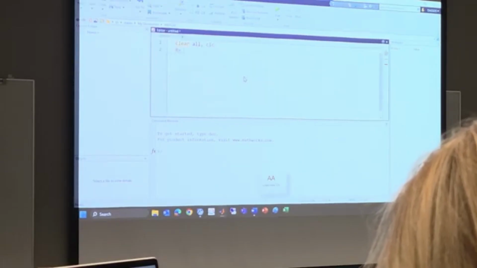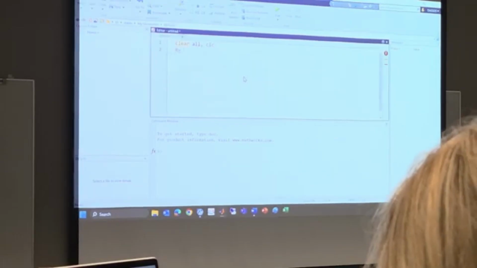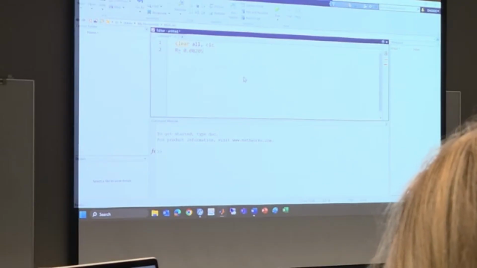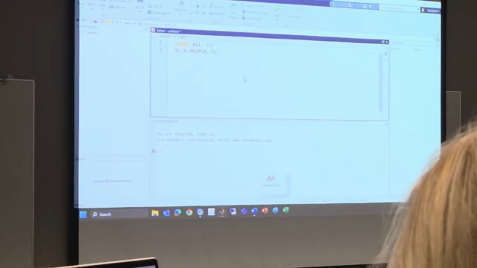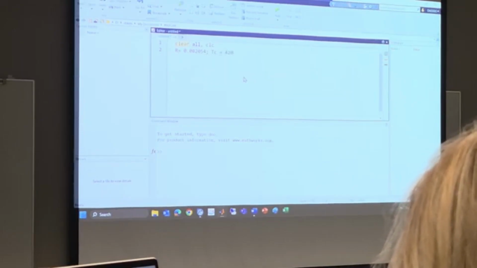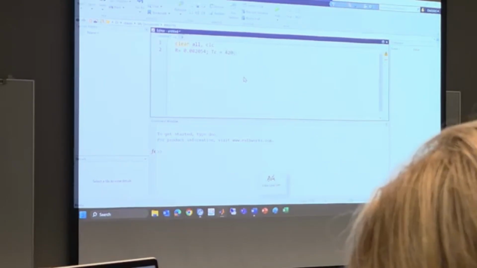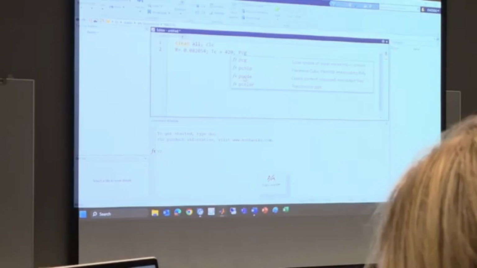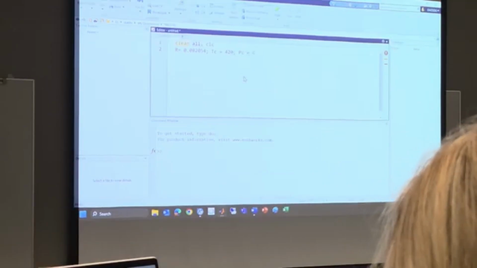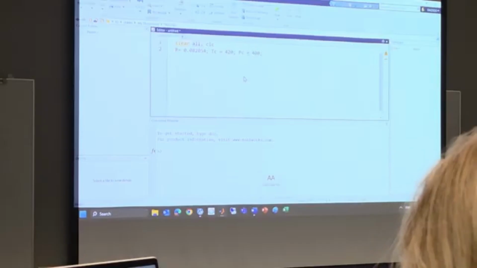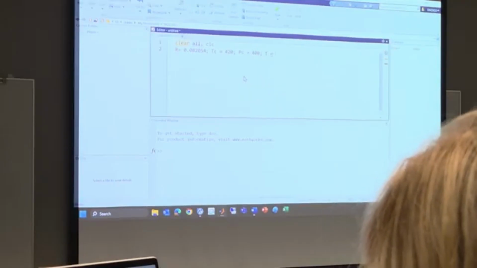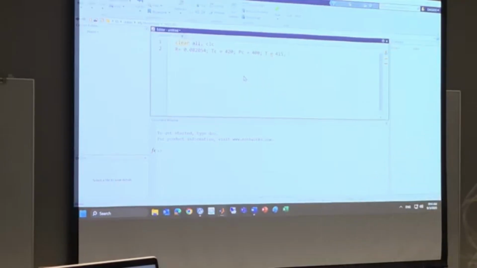So we have R, let's see. R is 0.0825. We have TC, 420. We have PC, 400. We have the temperature we are looking for at 415, and the pressure we are looking for, 280.